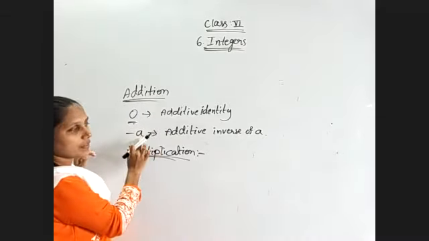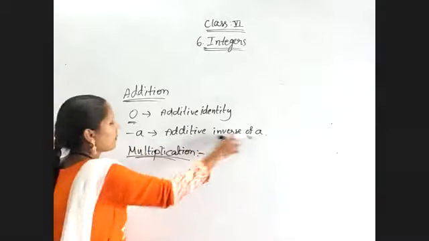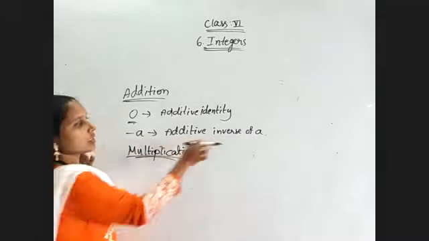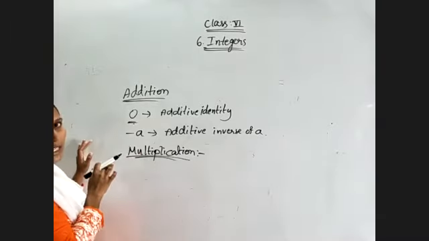And the sum of two additive inverses is always 0. So A plus minus A will be equal to 0. That's why A and minus A are said to be additive inverses.